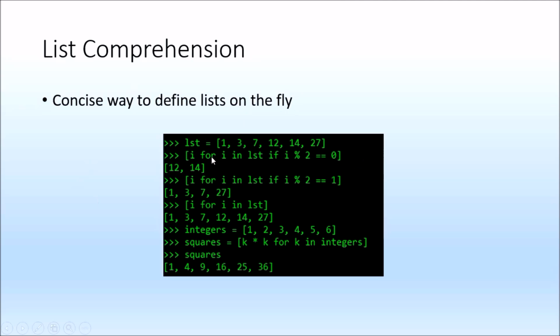Here are some more examples. Here I have a filter of everything that's even, so I get out all the even numbers out of the list. Here I have a filter for everything that's odd. Again, we have the integers and squares example for 6 integers this time. So that's how all this works.